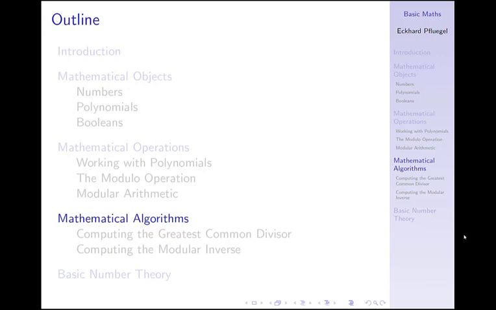The first one will be to compute what we call the greatest common divisor. So I will first explain what that actually is, the GCD we call it as well, and then present basically two ways of doing it. And then we will introduce the modular inverse and explain how to extend effectively the algorithm from the first section to then compute that modular inverse.